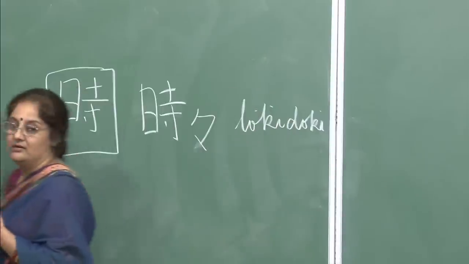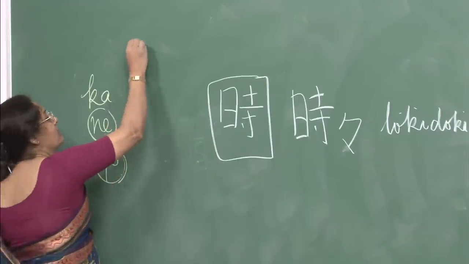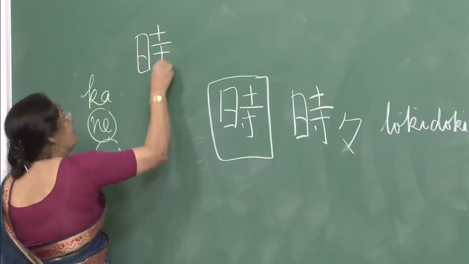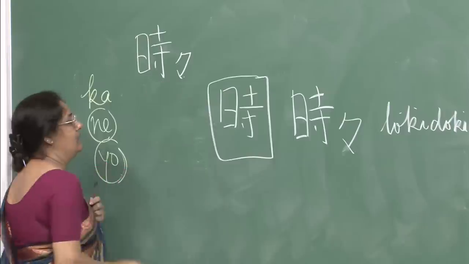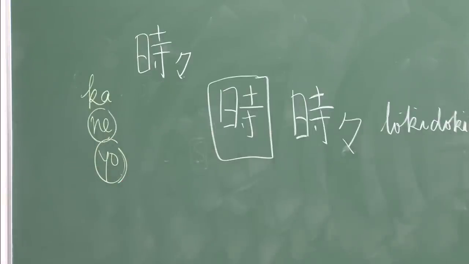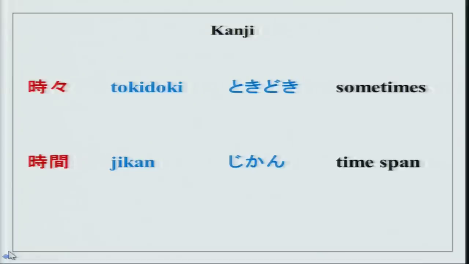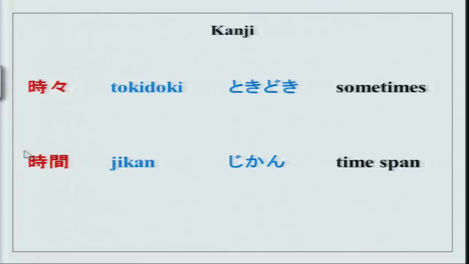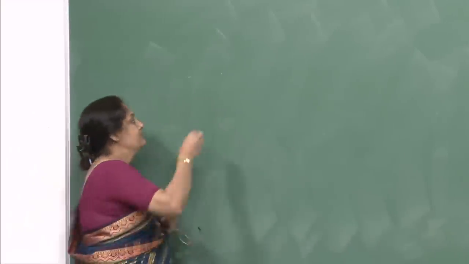I'll write it down once again. You can see the stroke order now. Toki doki. So this is the word we did. Only the kanji is coming over here for tokidoki. Now we have another word, jikan. This word also you have done. You know the word. You have seen the kanji also. Well, next time when you just see this kanji, this character in red over here, you will know what it is. It is jikan. So I'll draw it for you again.